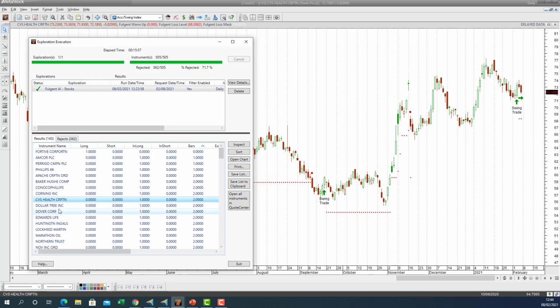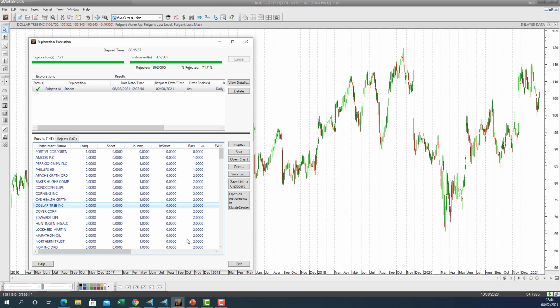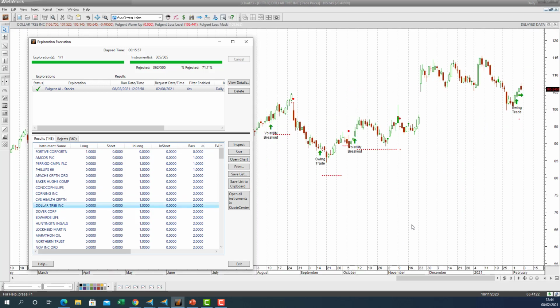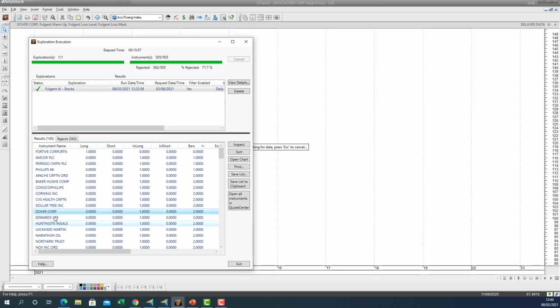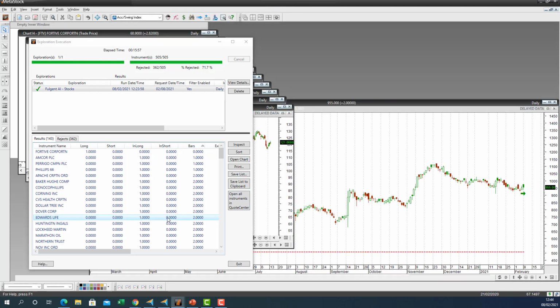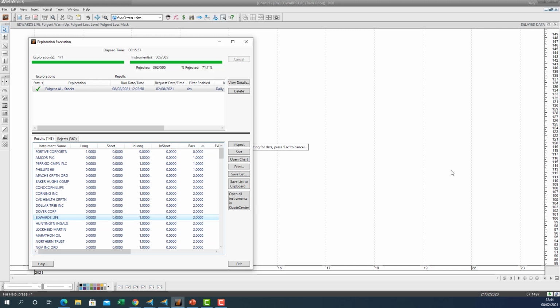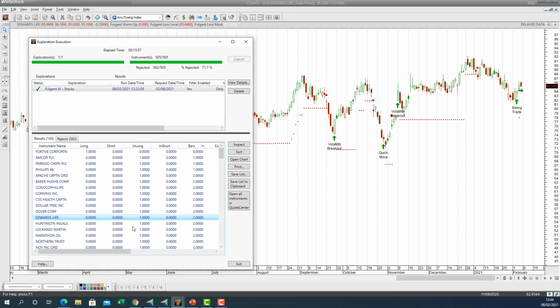And there you go. Dollar Tree, the other one, 2 days into a trade. There we go. Dover Corp, 2 days into a trade. There we go, quick move. Edward Life Sciences, 2 days into a trade. So it's going to be a great week to see how these are going to do. There's quite a lot of new trades. If we scroll down, we can see there's a whole lot of 2 day trades, all fresh ideas.